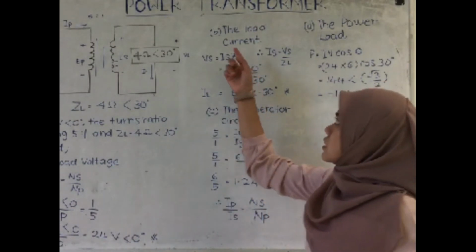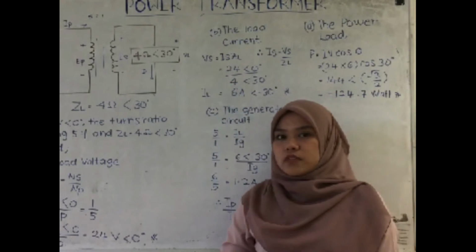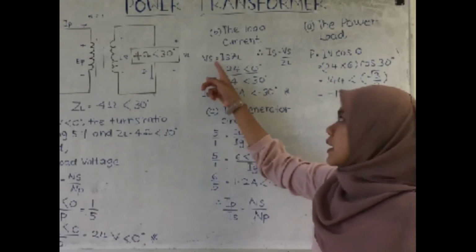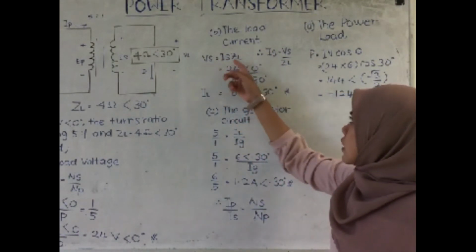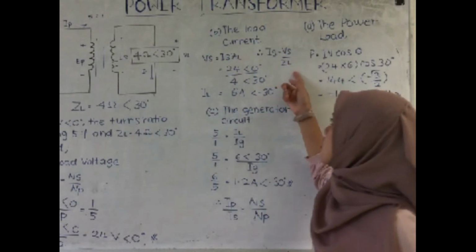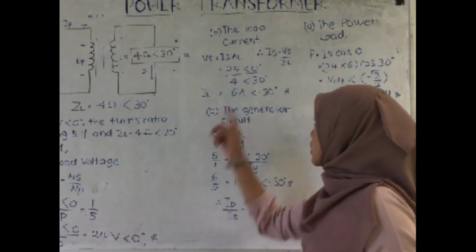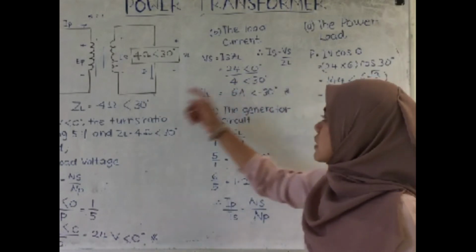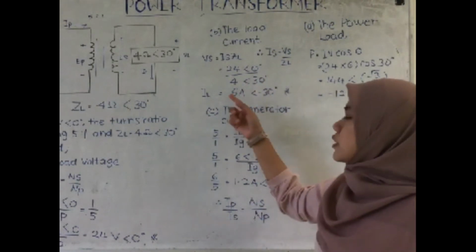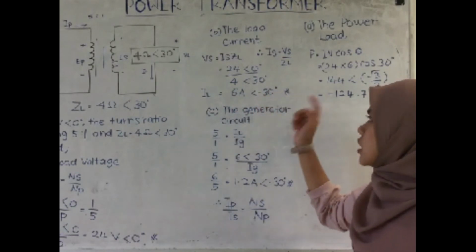The second one is the load current. Find the load current. For the load current, we use the same formula V equal to IR. The difference is we want to find IS, so IS equals VS over ZL. VS is 34 volt and 0 degree divided by ZL, which is given here from the question. So we get the answer for IL, which is 6 ampere and negative 30 degree.